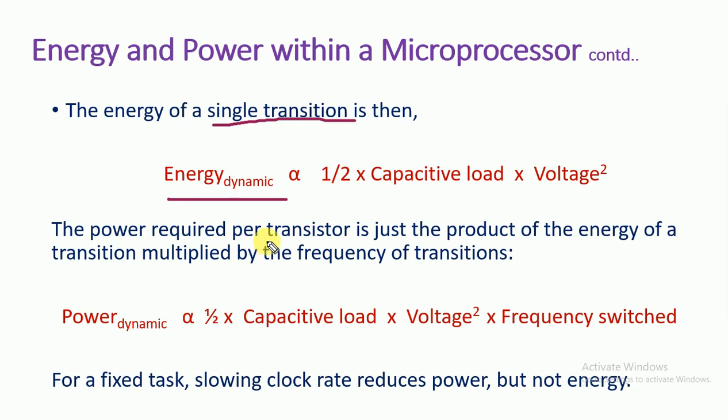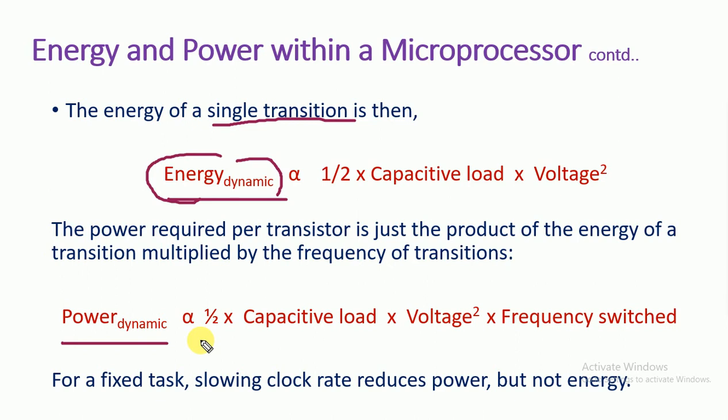Now the power required per transistor is just the product of the energy of a transition multiplied by the frequency of transition. So this is actually dynamic energy. Now what is power? What is dynamic power? As I mentioned in the previous session, energy is related to power. Power and energy both are related.